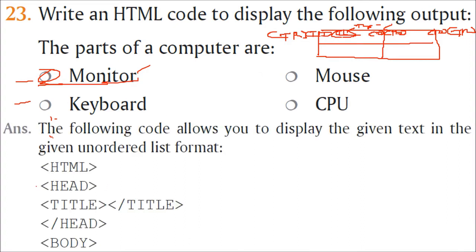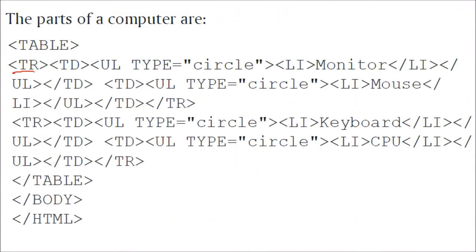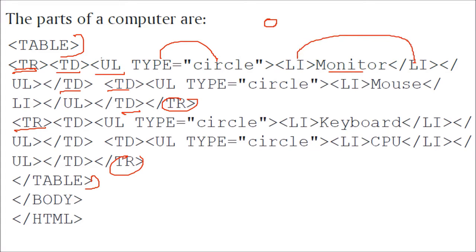Okay, let me show you how we are going to do this. Inside body, first of all you have to give a table. We have started with a table. Then this is the first tr, this is the second tr. Inside this there are two table data. So td, this is ending, and then td, this is starting, this is ending. Inside that, this is an unordered list. Type should be circle, because you want it in the form of a circle. You want to give the monitor, so it should be inside li. Because this ul has been started, ul has to be terminated again.